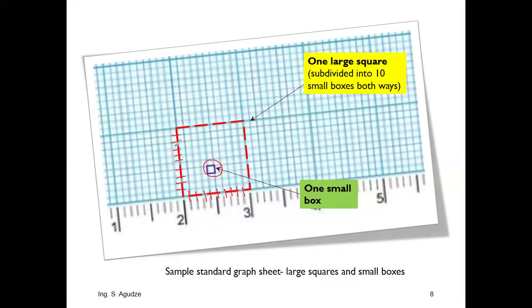Essentially, for a graph, this dimension is 2 centimeters, and this dimension is also 2 centimeters. You notice that within the large box there is a middle line. Can you see this line? This is 1 centimeter, 1 centimeter. But just understand that if I'm referring to a large box, I'm talking about 2 centimeters by 2 centimeters, and the small box is the 10 equal subdivision of the large box both ways. I hope that is clear.